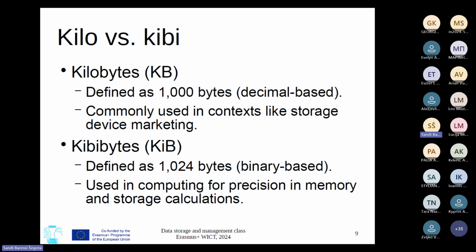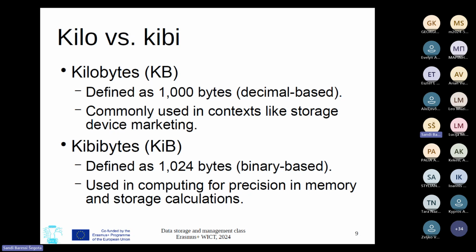As computer scientists, we prefer using kibibytes, which is 1024 bytes. This allows us to do easier splitting when it comes to binary computing, because 1024 bytes is 2 to the power of 10. So we can more easily perform certain operations in memory when we are using this sort of grouping of bytes.